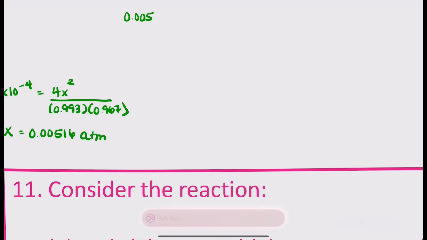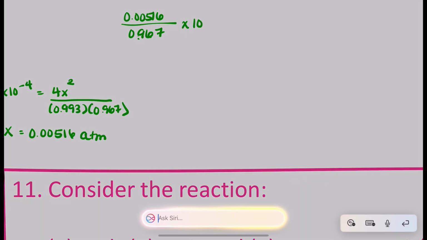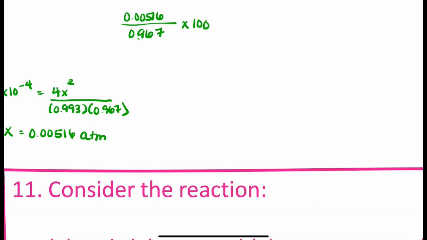I've got 0.00516 divided by 0.967, the smaller of the two values, times 100%. That's driving me nuts. Is equal to 0.533%. So definitely valid. This is my check assumption. Definitely valid.